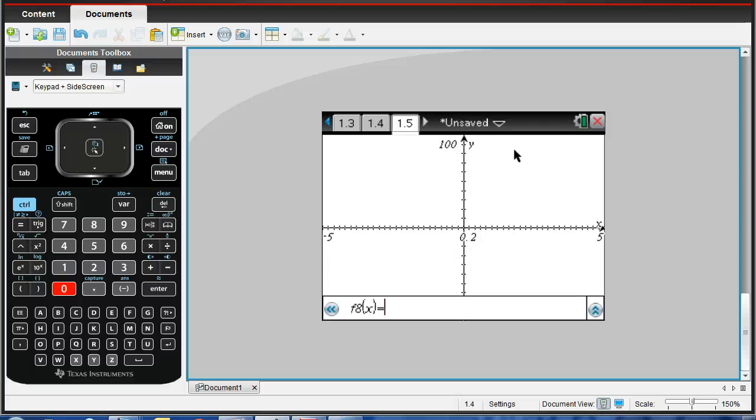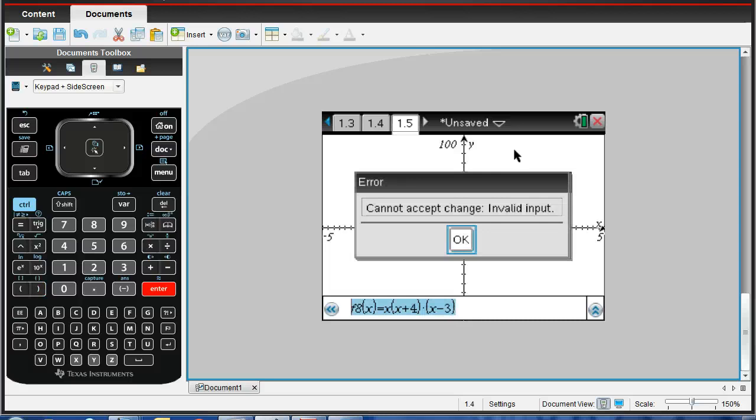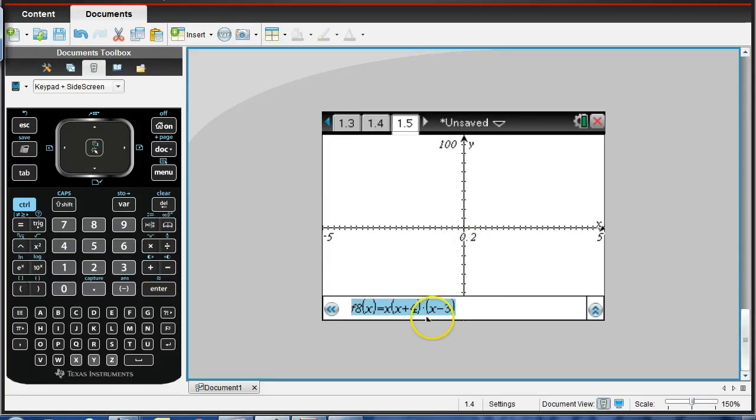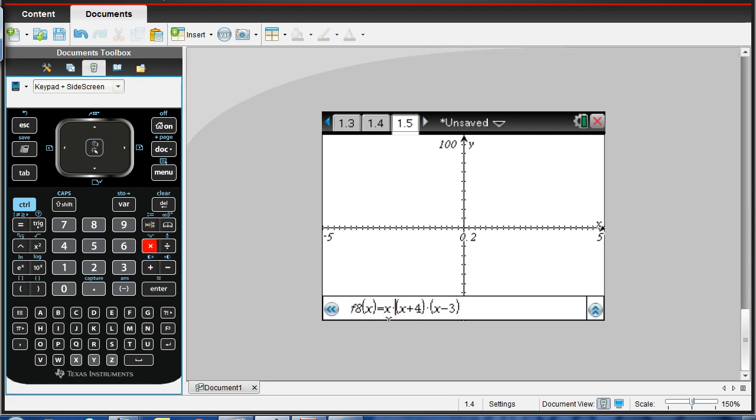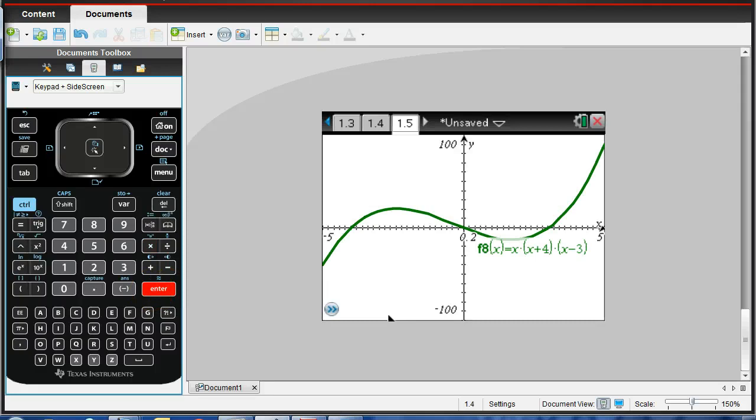So the first one, now by the way, I'm going to type this in the wrong way first. If you were to type it in exactly like this, x times x plus 4 times x minus 3, you're going to get an error. It says cannot accept the change, invalid output. If you notice, after you hit enter, they put a times symbol here, but they didn't put one over here between the x. I don't know why it does that, but every time you put in x times something, it's always best when you have parentheses just to go ahead and put the times symbol in there. And that's your first graph. Let's look at the next one.